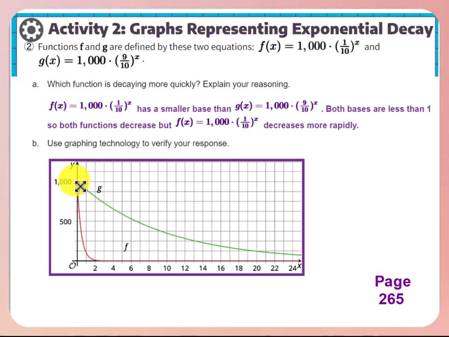Okay, the initial amount, the y-intercept is 1,000. The red line is going to be the growth factor, or in this case the decay factor of 1/10. That's a lot smaller than 9/10. It's going to drop more quickly.